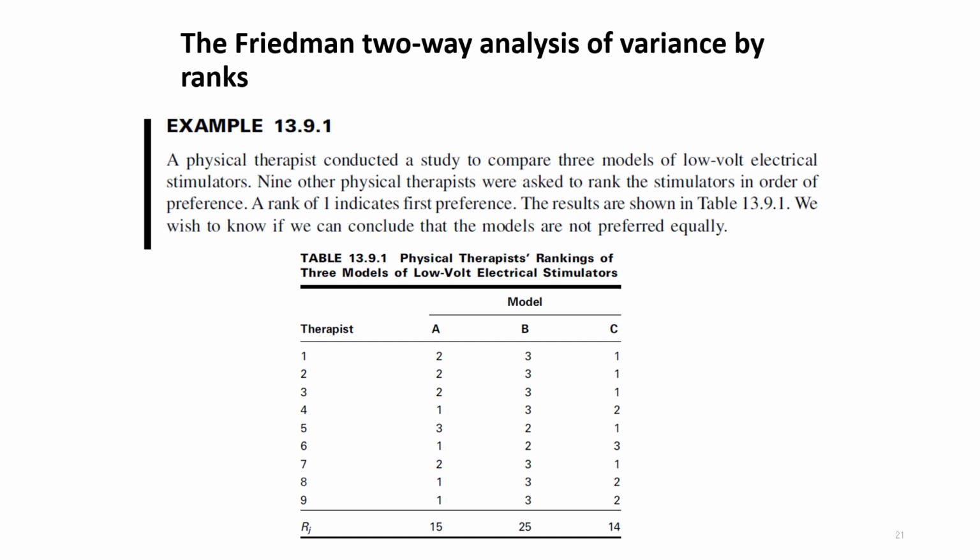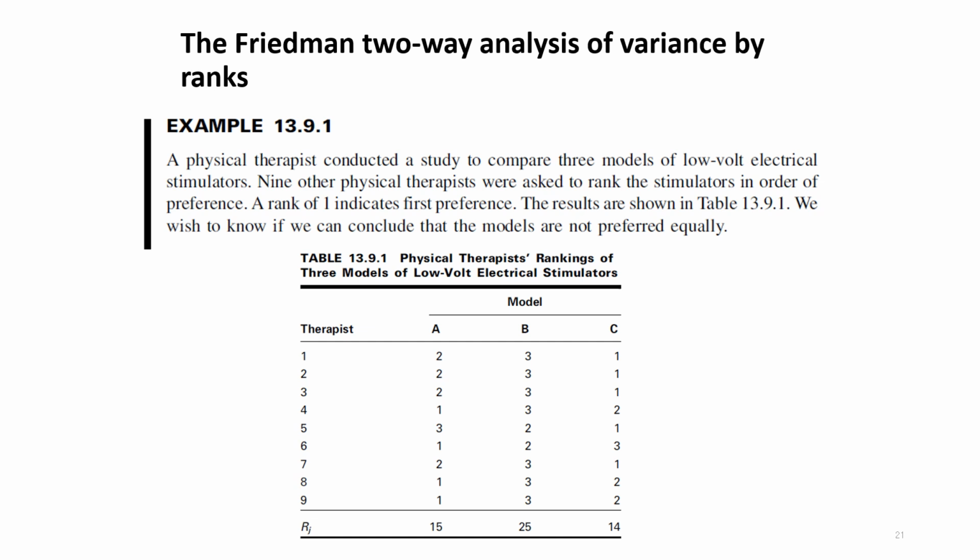Now we move to the Friedman two-way analysis of variance. It's also by rank. Here, a physical therapist conducted a study to compare 3 models of low-volt electrical stimulators. 9 other physical therapists were asked to rank the stimulators in order of preference. A rank of 1 indicates first preference. The results are shown in table 13.9.1. We wish to know if we can conclude the models are not preferred equally.